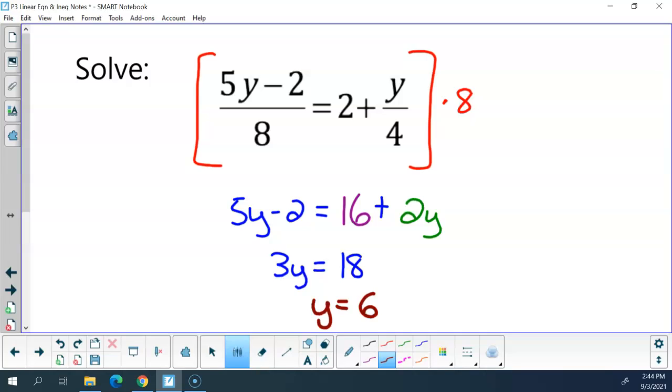Quick check on it. 30 minus 2 is 28. 28 divided by 8 is 7. x is 7. Okay. 2 plus 3 halves is 7 halves. Worked out.